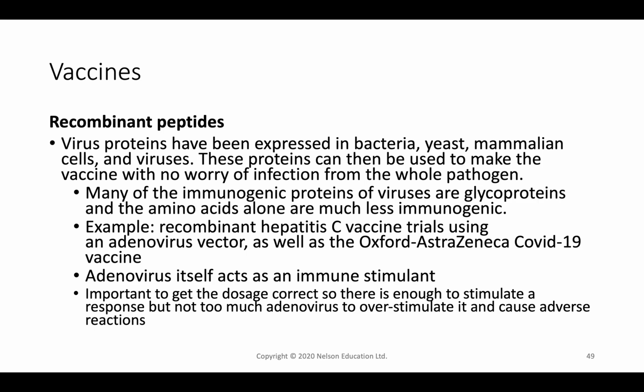Sometimes we utilize recombinant peptides that are going to be pieces of viral proteins. These pieces are not actually going to be able to be put together into a virus itself, so there's zero worry of infection from the entire pathogen because, again, we just have pieces of the pathogen. And by exposing us to the pieces of the pathogen, some of the immunogenic proteins of the viruses, like glycoproteins, etc., are not going to cause as much of an immune response as before, but they are still going to cause the immune response. So good examples of this are going to be the recombinant hepatitis vaccine.